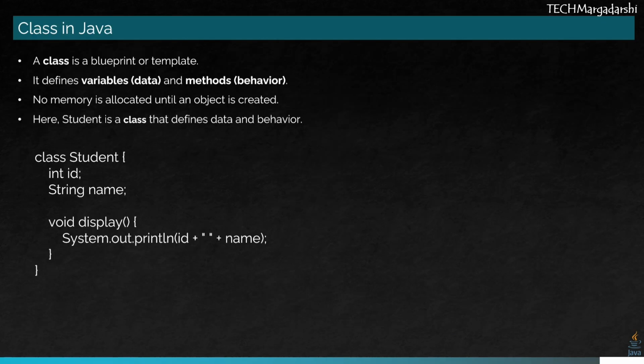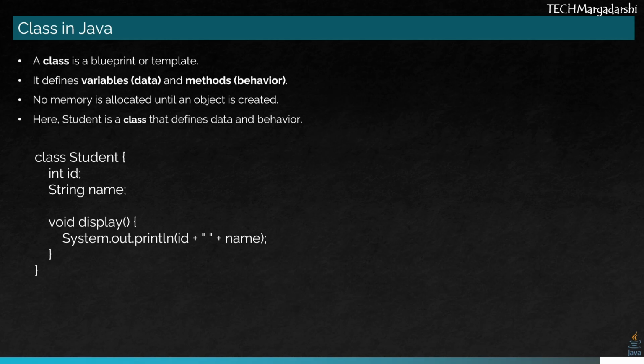In this slide, we are learning about class in Java. A class is a blueprint or template used to create objects. It defines data, which are variables, and behavior, which are methods. A class itself does not occupy memory. Memory is allocated only when an object of the class is created.